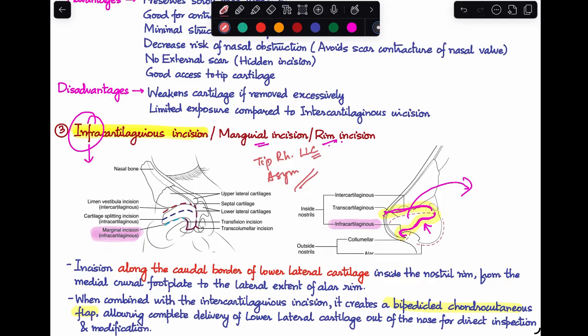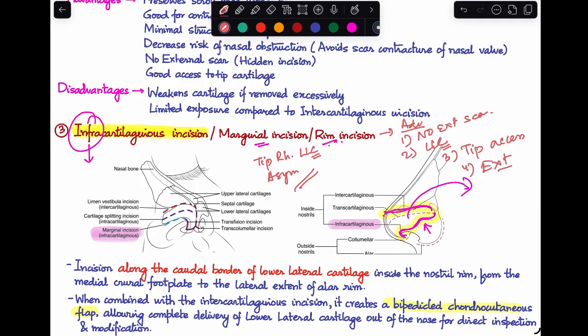Next are the advantages of this incision. First of all, we do not have an external scar because this is an endonasal incision. Second, we can completely deliver the lower lateral cartilage and expose it, which is very important. Third, we get very good exposure and access to the tip of the nose. And fourth, this can easily be converted to the external approach rhinoplasty. So these are some advantages of this marginal incision.